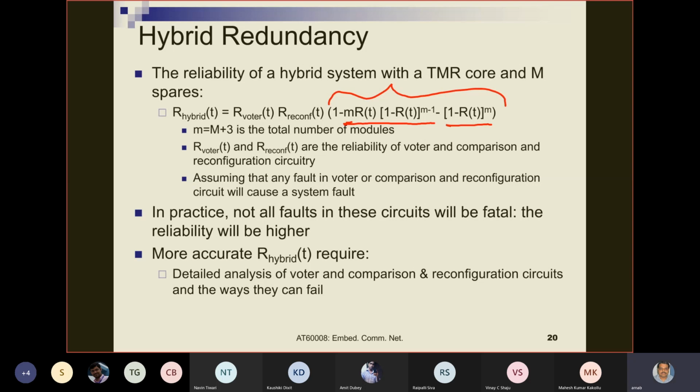Hello, somebody else. It is fine, sir. I thought of m plus 3 and I got confused. Right. Okay.